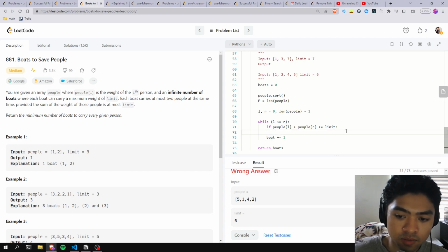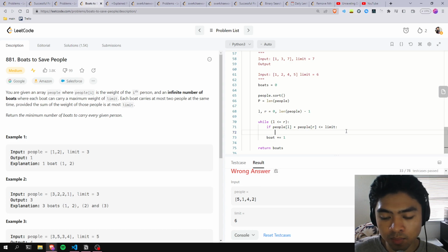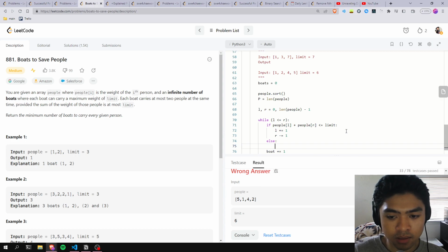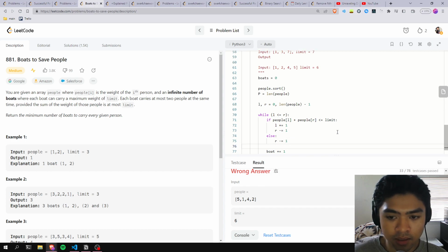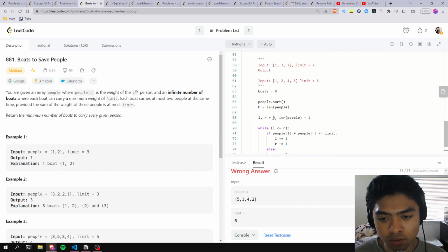And so if they are a pair, we can just shrink the list down so we can get the next pairs if there are any. So left is gonna get incremented by 1, and then right is gonna be decremented by 1. Then else, we're just gonna move right until we find a tight pair, so right minus 1. And that should be it. Then we return the boats after this while loop.